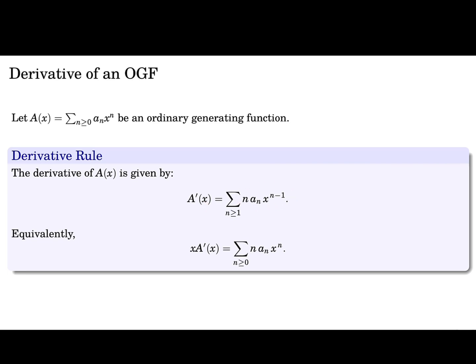And sometimes, if you want to make it look nice, you can just multiply by x on both sides so that this just aligns here. And so differentiating a generating function has the effect of multiplying the coefficient a_n by n essentially. And so this can be useful when trying to find generating functions.